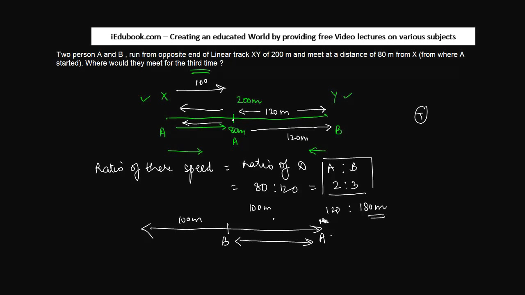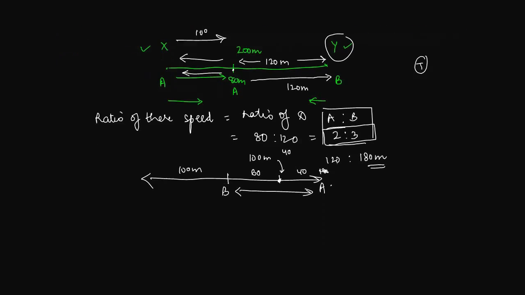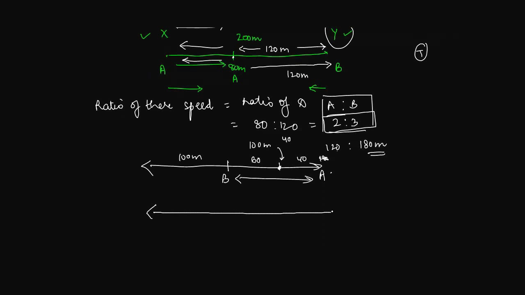So the second meeting point that they will have is going to be again what? The distance they are traveling is in the ratio of 2 is to 3, right? So as B will cover 60, A will cover 40, and they will meet at a point which is 40 meters before point Y, right? So the second meeting point, this is Y, this is X, is 40 meters before Y, okay, or 160 meters from X. Let me call this M2.